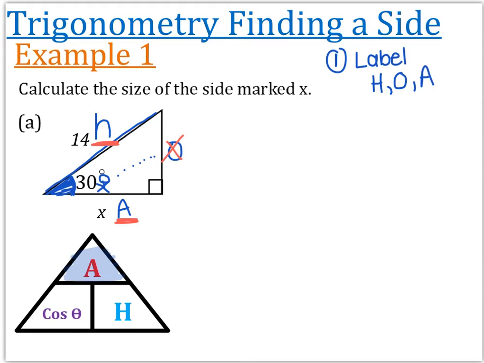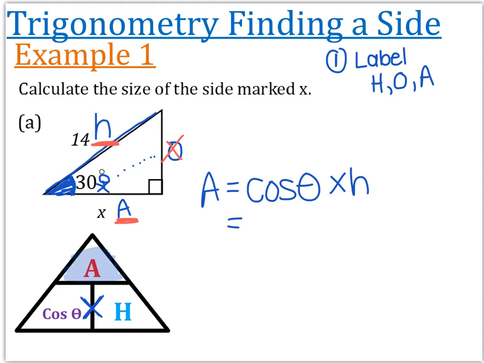So pretend that letter A is covered up, or if you've got your hand at the screen, cover up the letter A. Now, hopefully in the bottom of the triangle, you see the purple that says cosine theta and the H. What we want to do is multiply those 2 things together. So in order to find the adjacent side, we're going to do cosine theta, where theta is just the angle, times the hypotenuse.